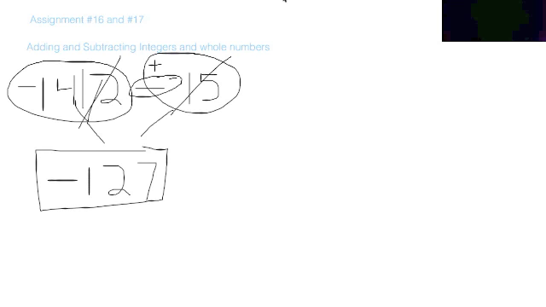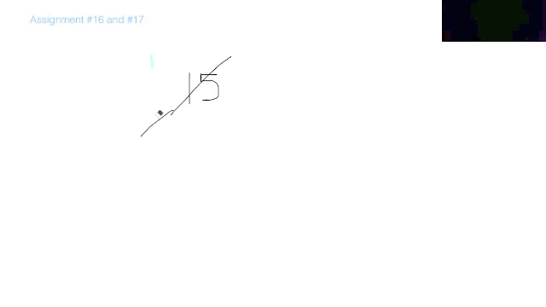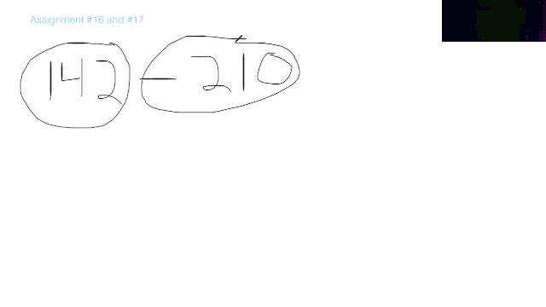Now let's say that there is a different example altogether. So now let's say that we're doing something like the same thing, 142, but this time it's a positive 142. And then minus, let's say it's a bigger number, like 210. So now what's going to happen is you have to figure out, okay, what symbol is this one? This 142, that is a positive 142. This 210 over here is a negative 210. So you have a positive 142 and a negative 210.